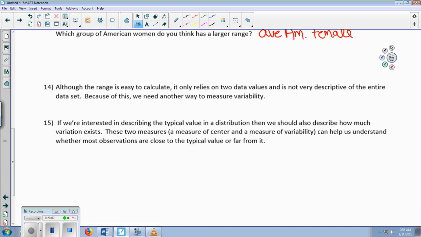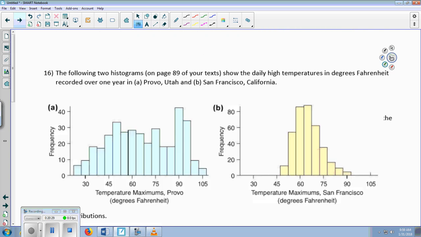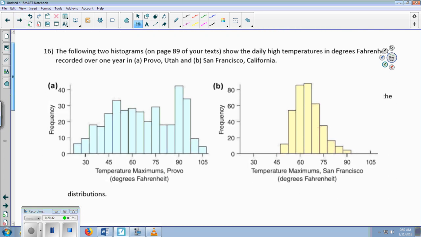So here's the warning. Although it's easy, it only relies on 2 data values and it's not very descriptive. So we need a better way to measure variability or spread. One of the things we might be interested in is describing how far away the typical value is from the mean. And that is what we are going to look at next.